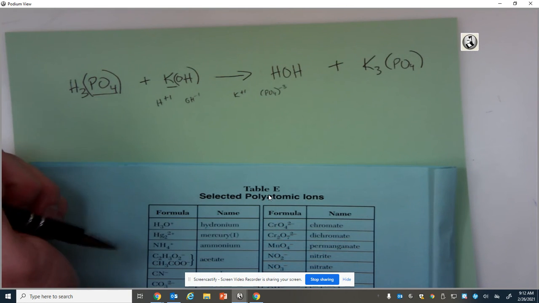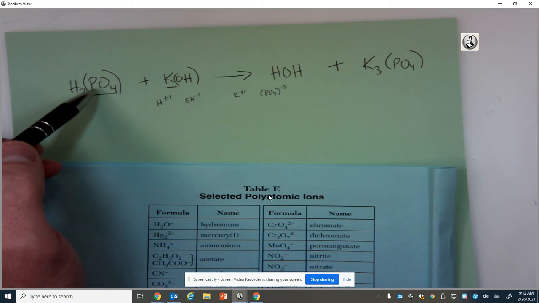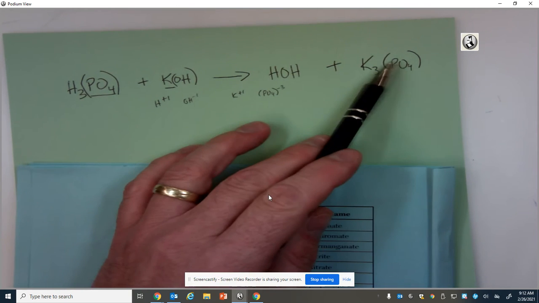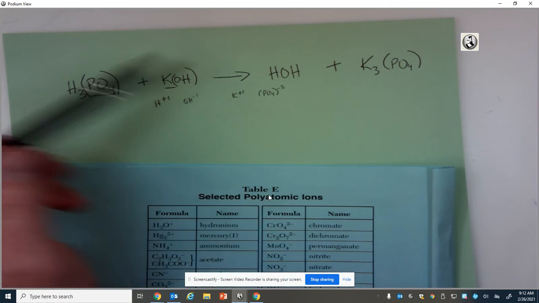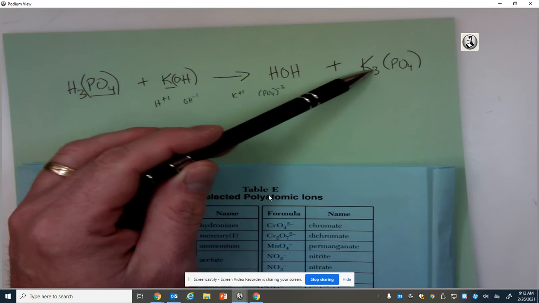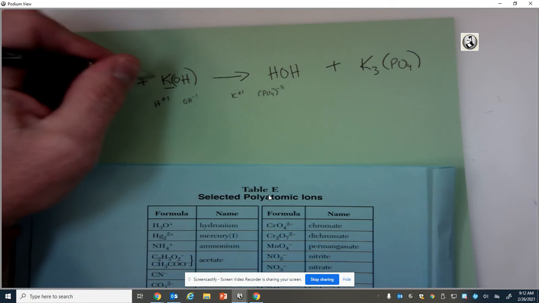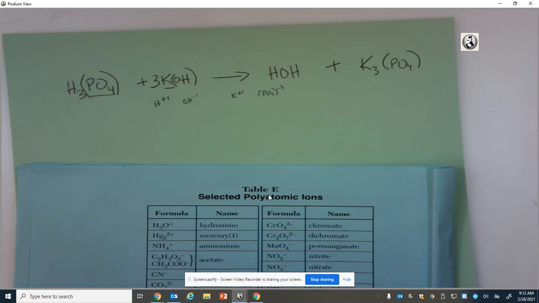If we look here, I'm going to do phosphorus first. So P, we have 1 P and 1 P, we're balanced. Ks, you have 1 K here, you have 3 Ks here. So to balance the Ks, I'm going to put a 3 over here. Now we go to either hydrogens or oxygens.